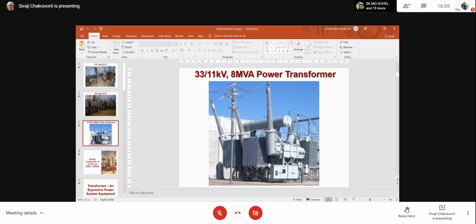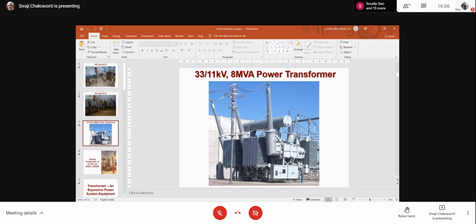What is this one? This turret type structure here, you can see here. What is this one? Oil bushing. This is the bushing, because see, this is the conductor, right? Coming from the high voltage line, and then here it will go into the transformer tank. So that's the bushing, and on the other side also you have the bushing, you can see. So one will be the high voltage bushing, the other will be the low voltage bushing.